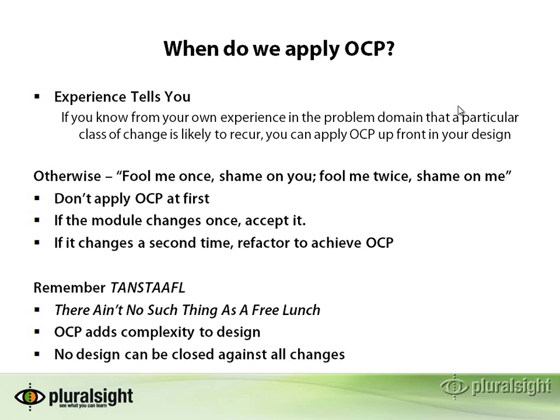However, once it changes a second time, now you're at the point where you know this is something that's volatile. It's shown that it has a propensity for frequent change. It's time to refactor it to achieve the open-close principle, and the way you do that is by finding an abstraction, creating an interface, and then extracting out the if-then logic or switch statement logic into separate classes where each one represents a particular node in that decision tree.